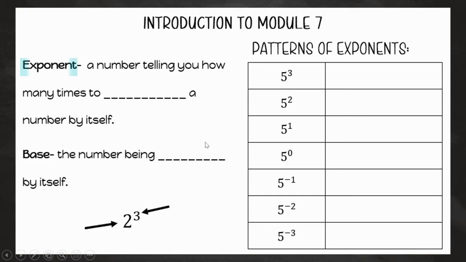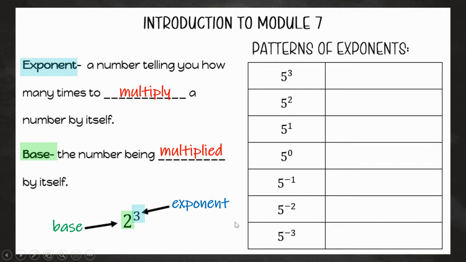All right. So we should all know what an exponent is, but just a quick review. An exponent is a number telling you how many times to multiply a number by itself. The base is the number being multiplied by itself. So this is a base and an exponent. This larger number is considered your base, and the small number up above is your exponent. This should all be review from previous classes.